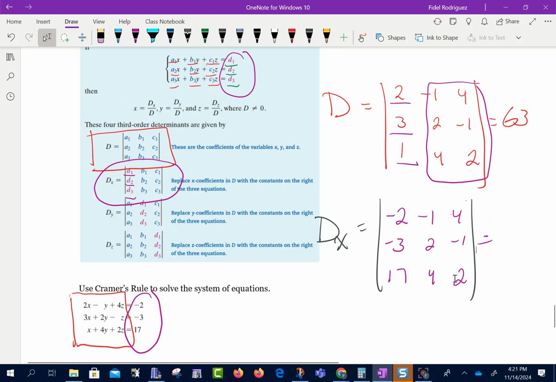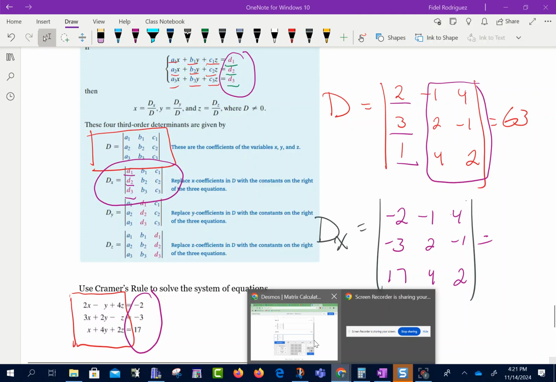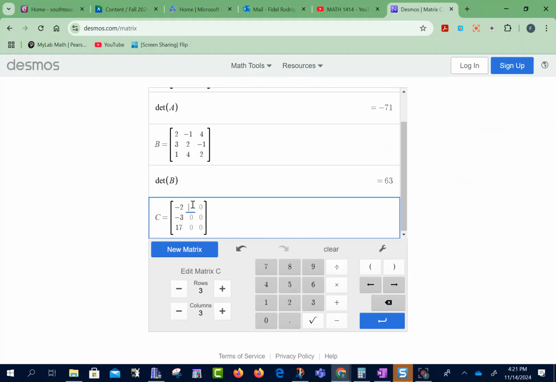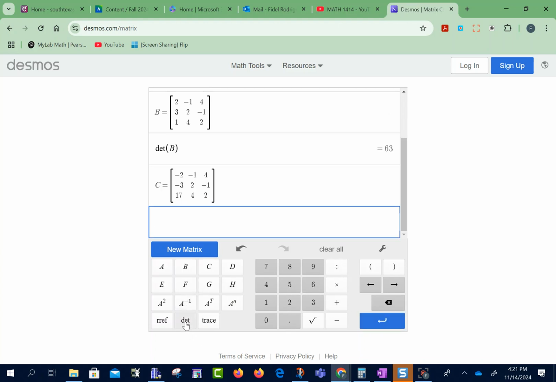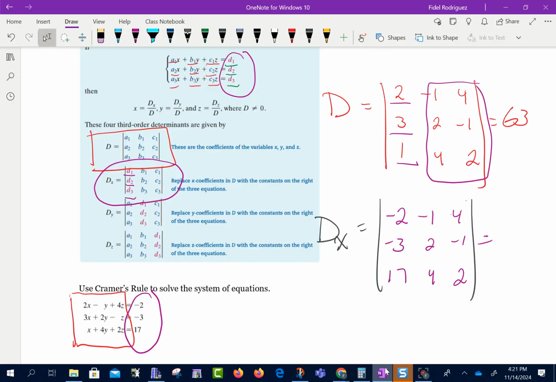Now, those numbers are going to stay the same from what we had earlier. So I know that that is a minus 1, that's a 2, that's a 4, that's a 4, that's a minus 1, and that's a 2. I'm going to hit enter. Again, I'm going to find the determinant of the matrix that we called C, and I'm coming up with a negative 189. So right here, minus 189.